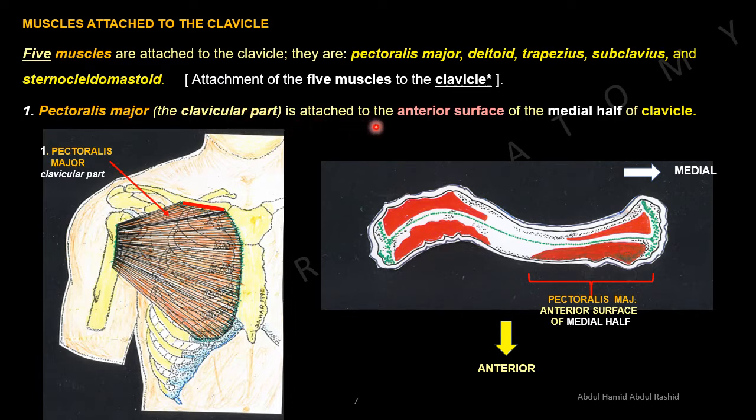It is attached to the anterior surface of the medial half of the clavicle. If you see in this diagram, this is the anterior surface of the medial half of the clavicle, attached by the clavicular part of the pectoralis major muscle. So this is here.